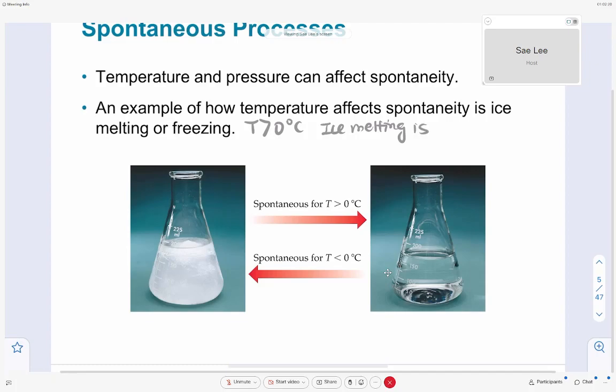At temperatures above 0 degrees Celsius, ice melting is spontaneous. However, at temperature below 0 degrees Celsius, ice melting is non-spontaneous.